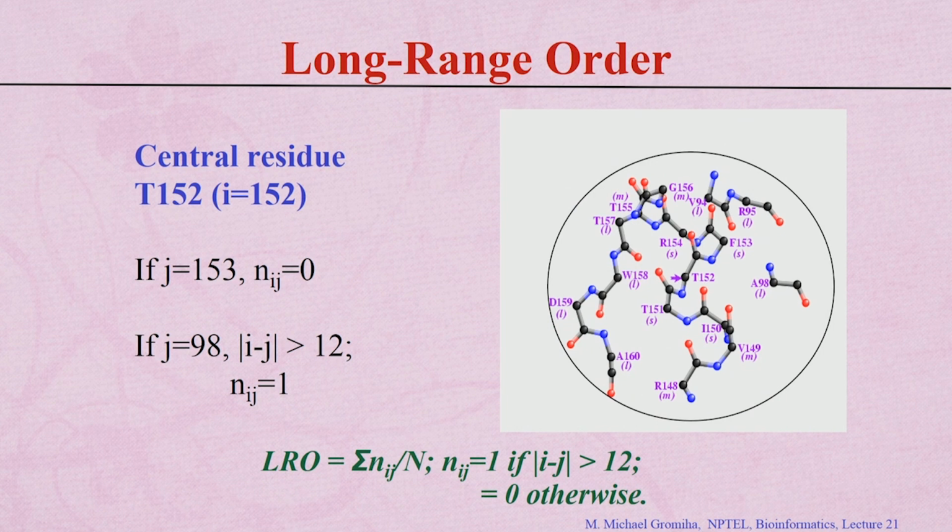So, for example, if you see this graph, which I showed earlier, if you take 152, if this is I, and j equal to 153, in this case I minus j is equal to 1, so Nij equal to 0, because we need I minus j to be at least 12. If j equal to 98, then I minus j is equal to 54, which is greater than 12, so in this case Nij equal to 1. So, for each residue you can say how many residues are far apart, at least 12 residues.